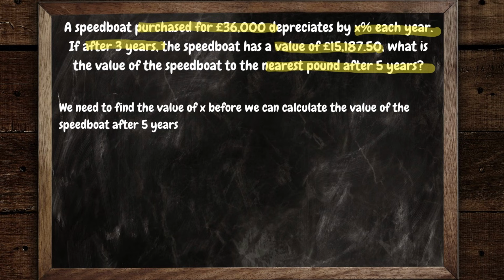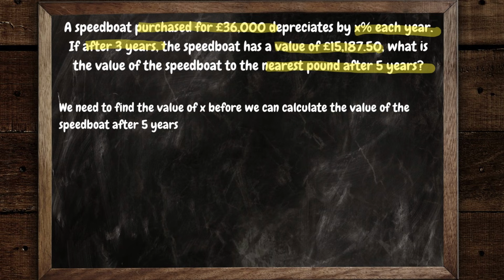To answer this question, again, I will start by highlighting all the important bits. So the original price of the speedboat was £36,000. It depreciated by X% each year. So this time they haven't told us how much it's decreased by. And then after 3 years, the speedboat had a value of £15,187.50. And we need to give the answer to the nearest pound after 5 years.